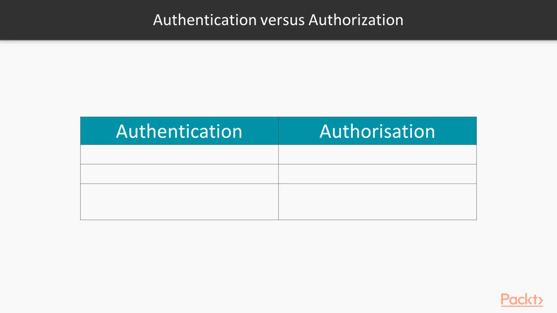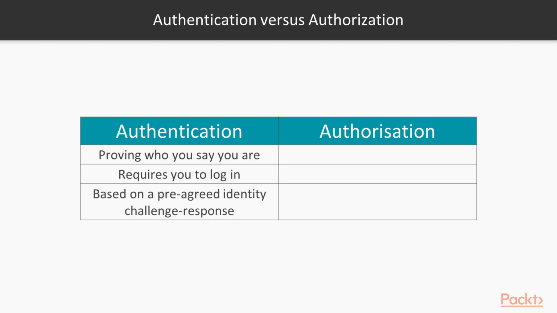Let's discuss the differences between authentication versus authorization. Authentication requires you to prove who you say you are, requires you to log in order to access a certain part of the application and access some information specific to your profile, based on a pre-agreed identity challenge response like username and password that you initially set up at the time of registration. Authorization, on the other hand, requires that you must have the correct right to access a certain page that requires the right and privilege.